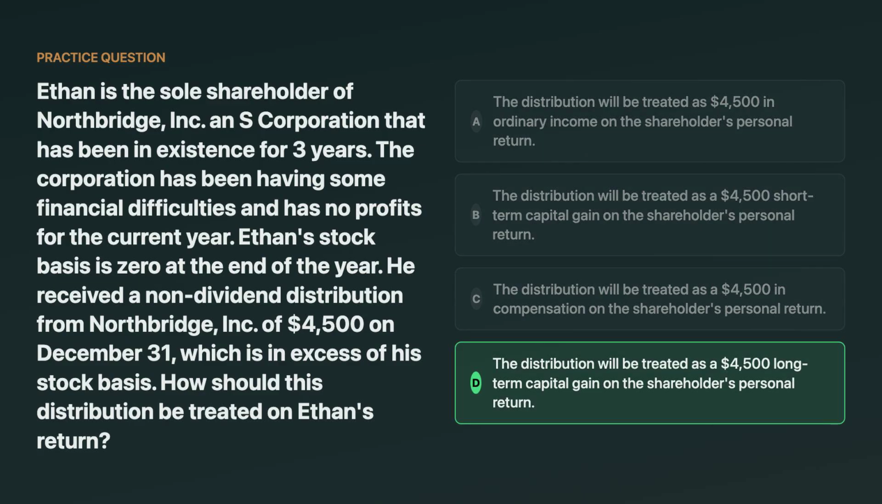The correct answer is long-term capital gain of $4,500. A non-dividend distribution is tax-free only up to stock basis. Once basis hits 0, the excess is capital gain. And because Ethan has held the stock for more than 1 year, 3 years here, the gain is long-term. The tempting wrong answer is ordinary income, but distributions don't become ordinary just because basis is 0.